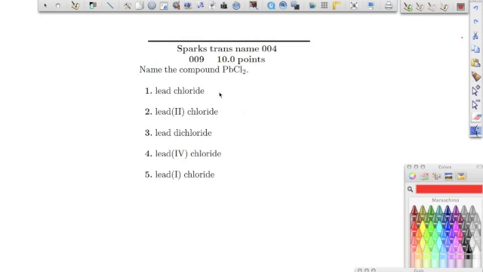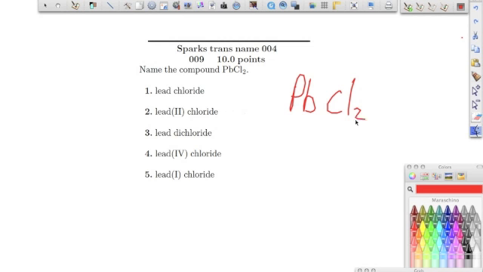But there's one extra step that we have to do. So we have our lead chloride here, but since lead is a D block metal, since it has more than one oxidation number, we have to figure out, well, is it lead 1 or is it lead 2 or is it lead 4?